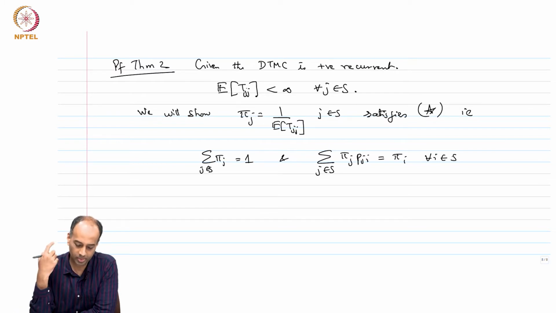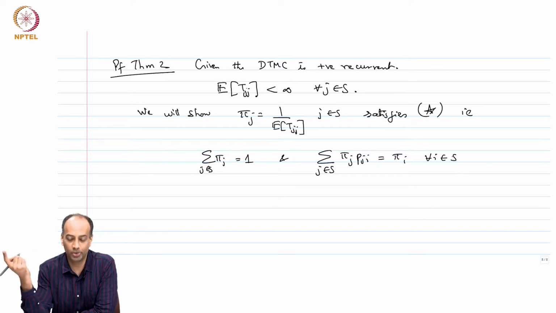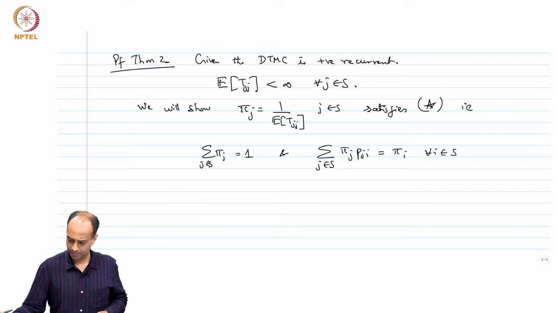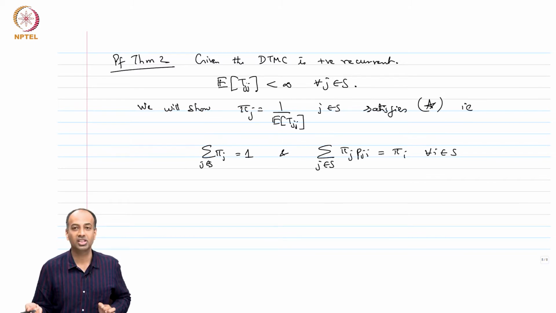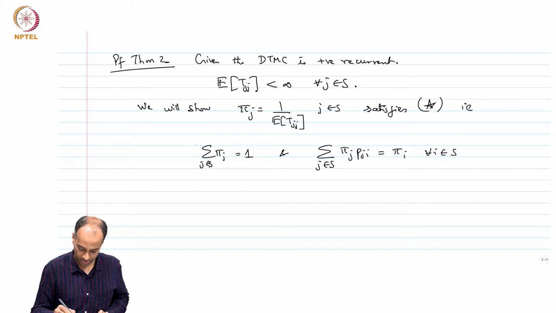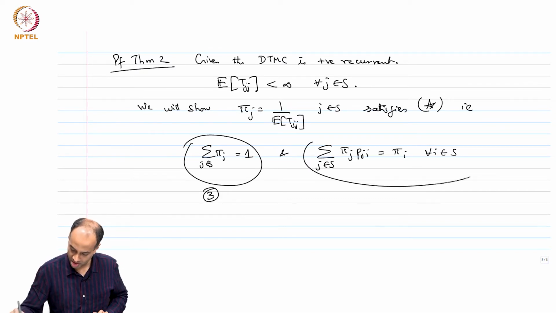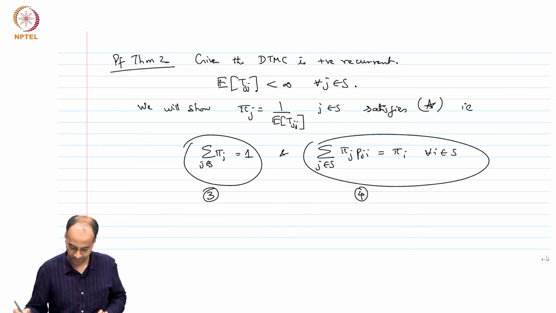So, what am I doing? I am proposing a solution, right, 1 over expected Tjj. This is what I know to expect. I am just simply going to show that this satisfies the balance equation. Now, I just have to show that these two equations are valid. Now, let me first show that, let me just show that is 4.